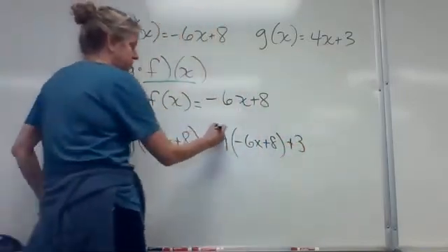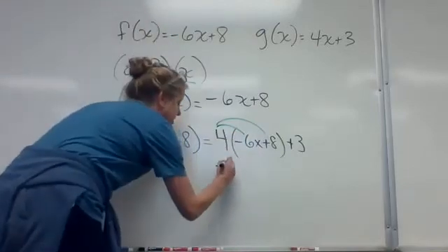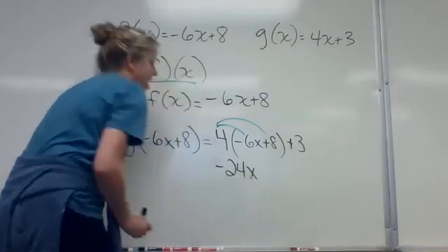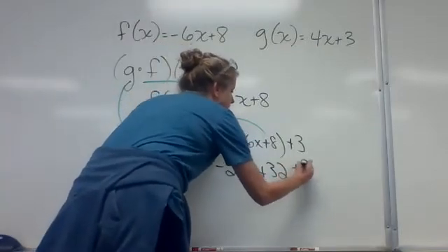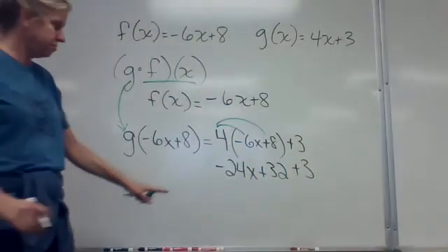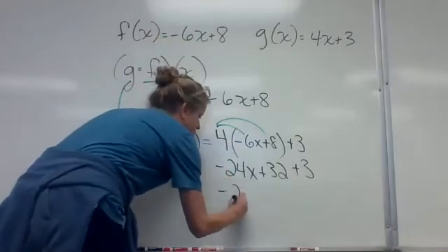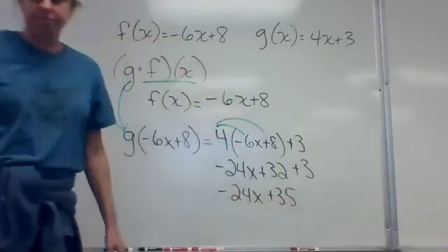So here, I'll distribute this 4. So 4 times -6x gives me -24x. 4 times 8 is 32. Bring down my plus 3. And then put together the 32 and 3. So -24x plus 35.